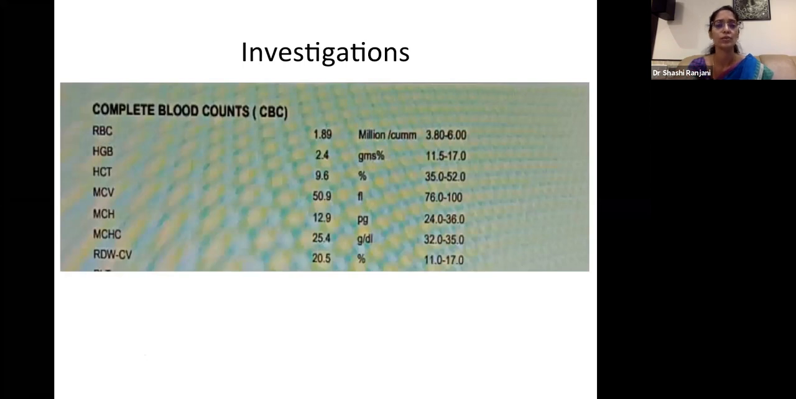The hemoglobin is 2.4. The MCV, MCH, and MCHC are again decreased, and the RDW, like the previous case, is increased. So this is also suggestive of iron deficiency anemia. But the difference is that this is an older child and this is a chronic problem.